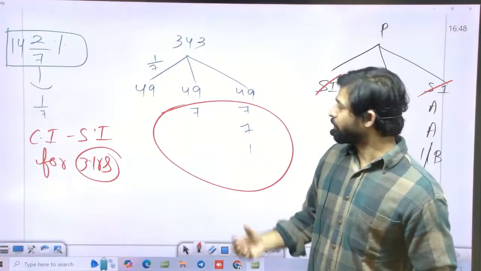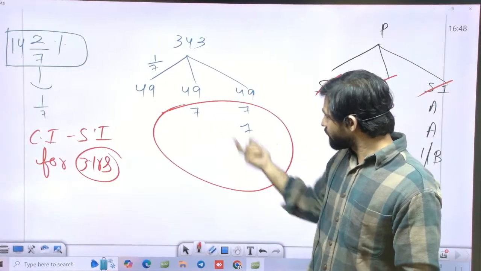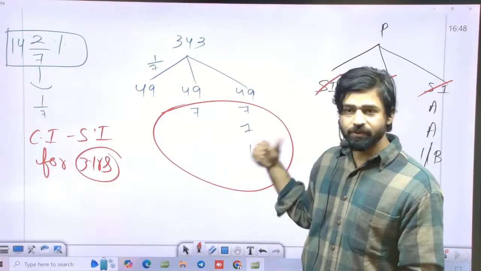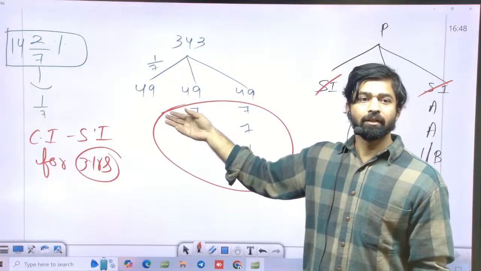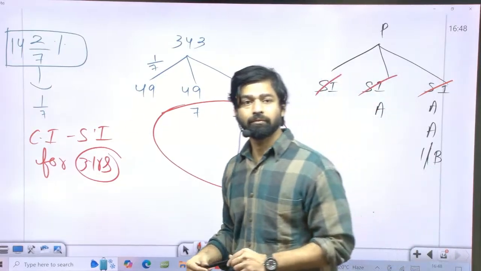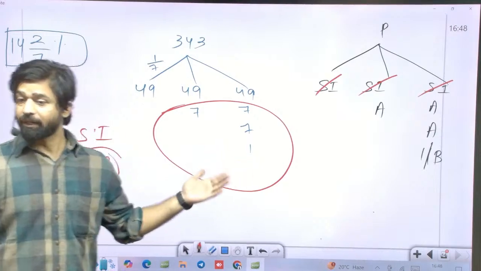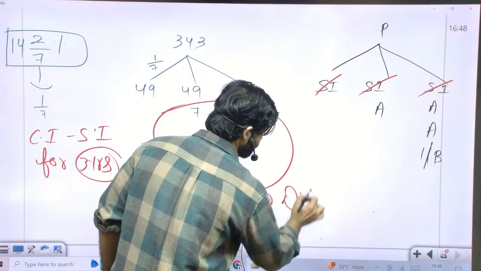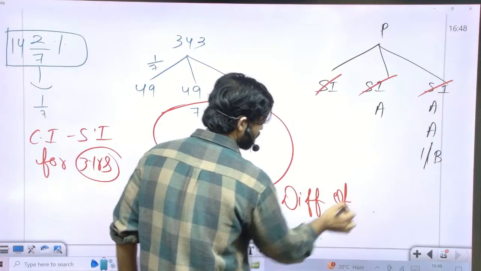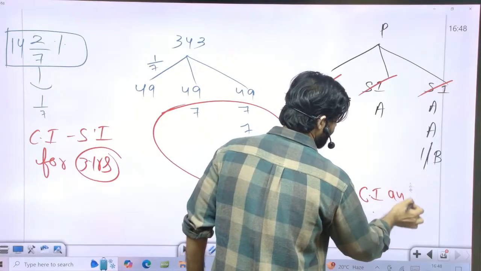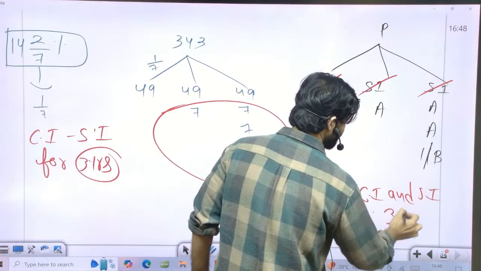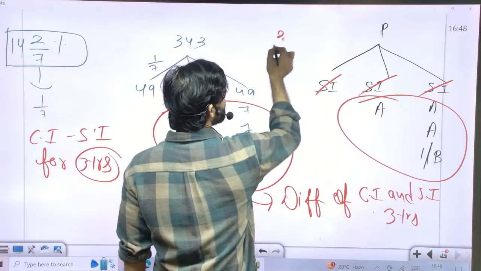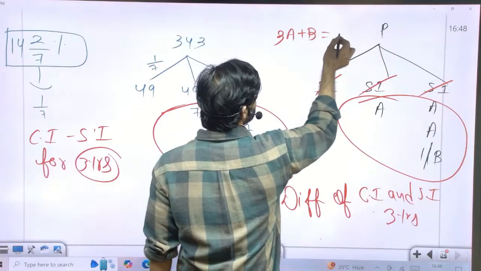and the difference is of what? This amount, 7 and 3 times 7 and 1. Because if we have to find out the CI for this, we will add that SI, and after that we will minus that SI. So this is the difference. Please write it in your notes. So the difference of CI and SI for how many years? 3 years. So in this chart we can say 3A plus B is the difference, or not?